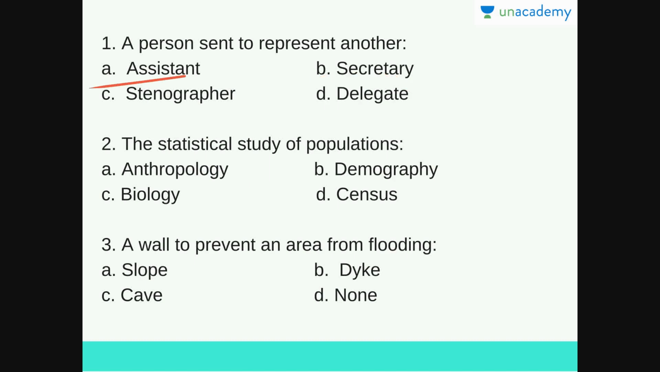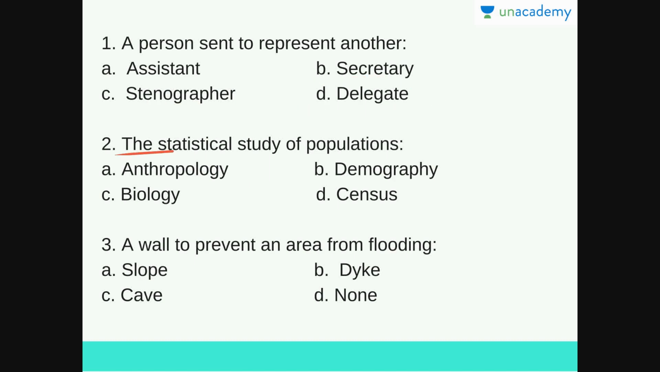An assistant is well an assistant. Secretary is a person who is in charge of correspondence and keeping records, maybe for another person or maybe for an organization. And then we have stenographer. Stenographer is a person whose job is to transcribe speech in shorthand. So the answer for this question is D, delegate.